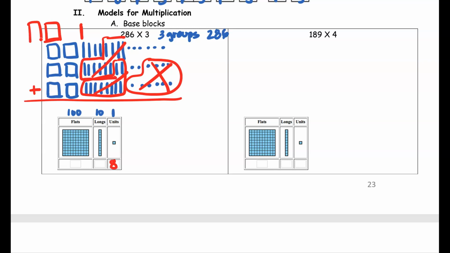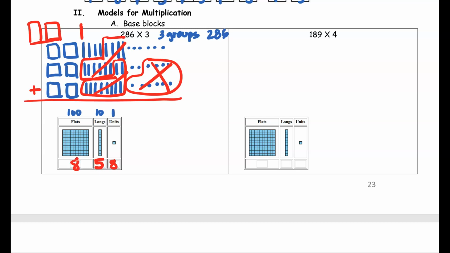Okay, that makes another flat. And then I've got 1, 2, 3, 4, 5 longs. I don't have 10 of them, so I'm just going to write them down here. I've got 5 leftovers. I can't make another group. So now I'm going to count my flats. 1, 2, 3, 4, 5, 6, 7, 8, and I've got 8 flats.